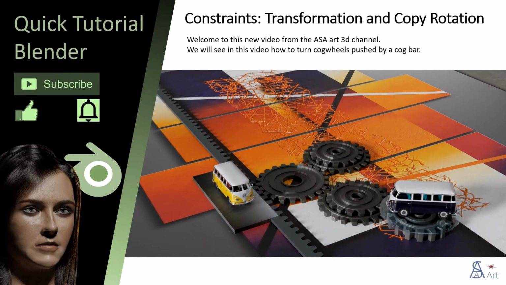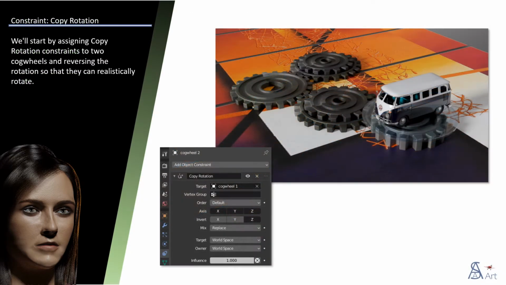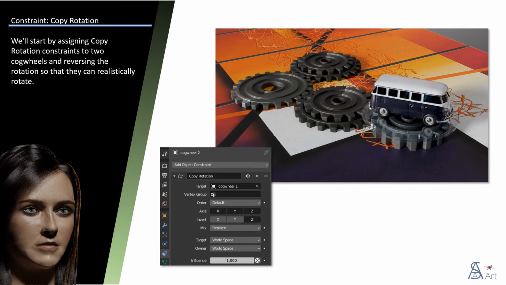We will see in this video how to turn cogwheels pushed by a cog bar. We'll start by assigning copy rotation constraints to two cogwheels and reversing the rotation so that they can realistically rotate.